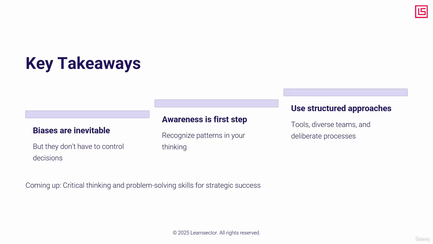In summary, cognitive biases are ever present in strategy, but they don't have to control your decisions. By identifying and addressing these common thinking traps, you can lead with greater clarity and better outcomes. Up next, we'll dive deeper into how to sharpen your critical thinking and problem-solving skills for strategic success.